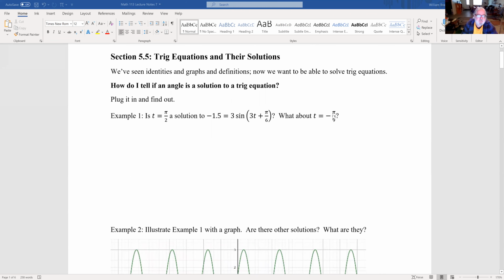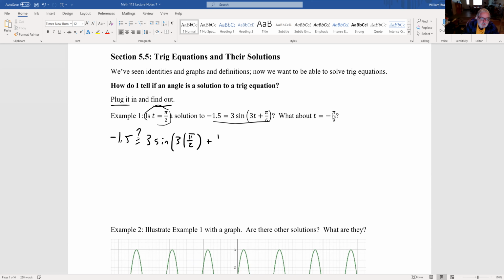First off, how do you tell if something's a solution to a trig equation? Well, plug in the angle and find out. So is pi over 2 a solution to this equation? Well, plug it in. Put a little question mark over the equal sign because we don't know if pi over 2 is a solution. And so to tell whether or not that is a solution, we have to simplify this stuff inside the sine, if we can figure that out.